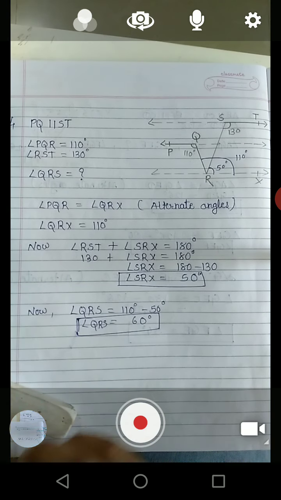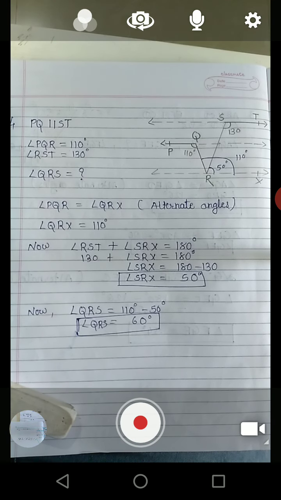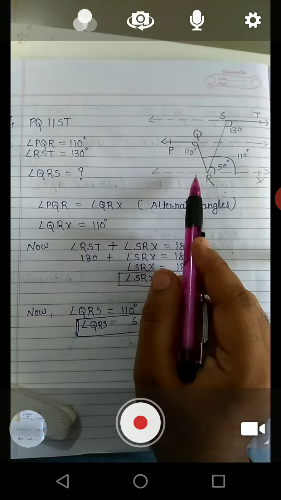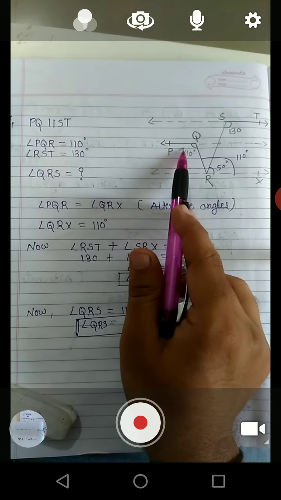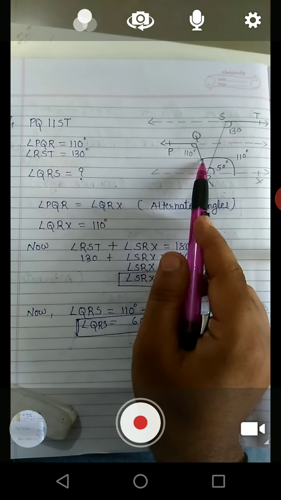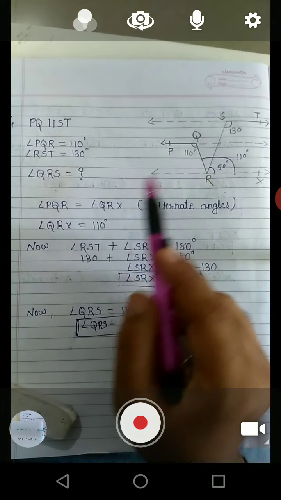Now we have to find QRS. So angle PQR is equal to angle QRX. Both are alternate angles. Angle PQR is 110 degrees, and QRX is the same, so this one is 110, this one is also 110, right?